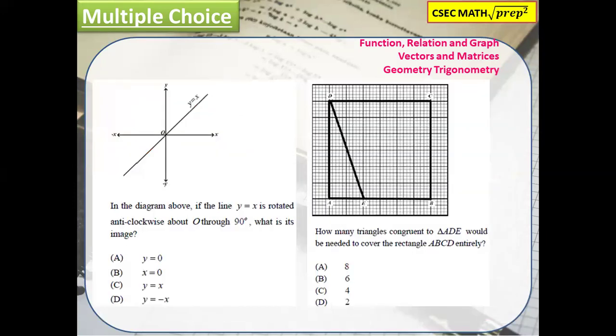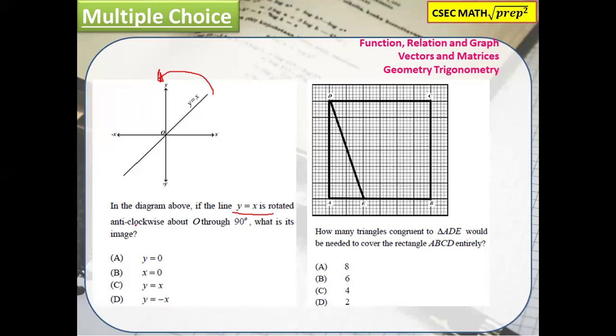All right, so coming down, we're on to geometry and trigonometry. This situation here is saying that in the diagram above, line y equals x is rotated anti-clockwise, which means it is going to be spinning in that direction.